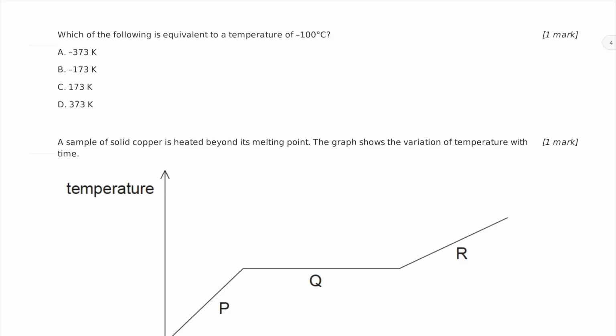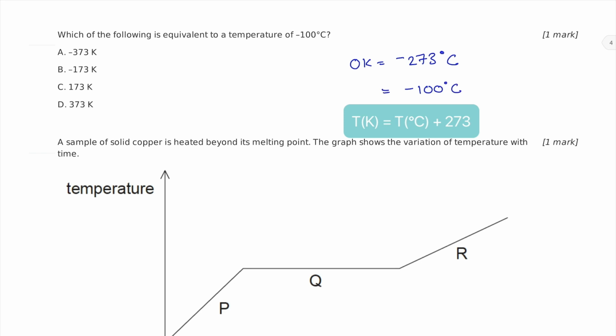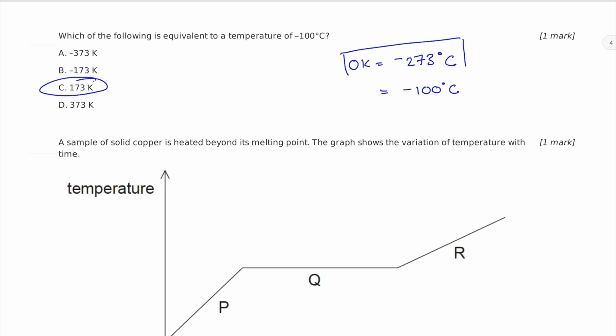Which of the following is equivalent to a temperature of minus 100 degrees Celsius? Okay, I always remember this by saying 0 Kelvin is equal to minus 273 degrees centigrade. So minus 100 degrees centigrade equals 173 Kelvin. I always just remember that, and that kind of helps me with any conversion that needs to be done.